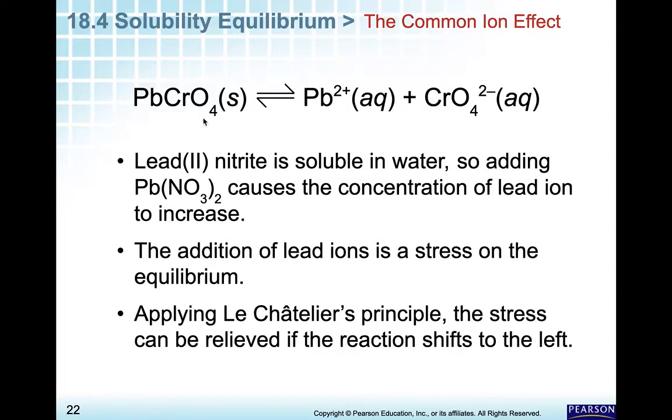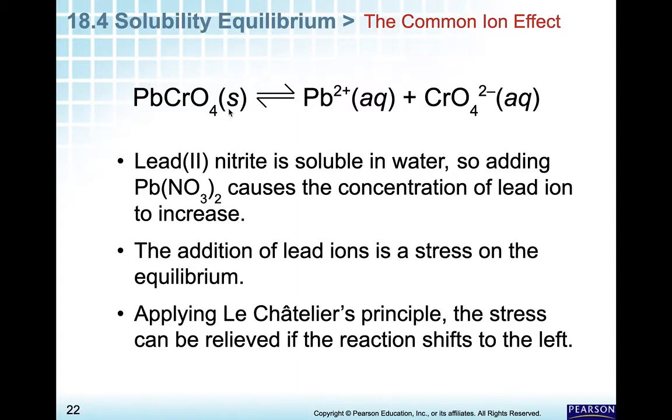So again, we had this equilibrium already established. Lead nitrate is very soluble in water. So it will start to increase the concentration of lead ions. And the system will want to undo that. It will want to minimize the change. So the equilibrium will shift away from that. We increased the concentration of one of our products. Our system's going to want to shift towards the reactants. It's going to want to increase the concentration of our lead chromate.